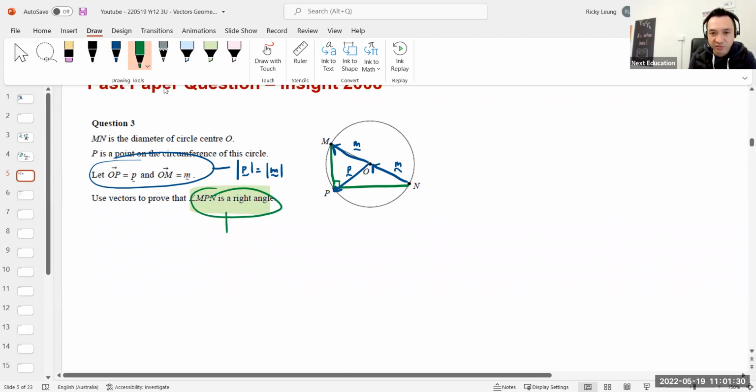If I define, it doesn't matter which way the arrows go, this guy NP and this guy PM, if I can prove that NP dot product with PM is 0, I'm done. I forgot to label the marks. I think it was 3 marks anyway. Exactly the same process. Guys, can you see 3 questions, different diagrams, same proof, same concept.